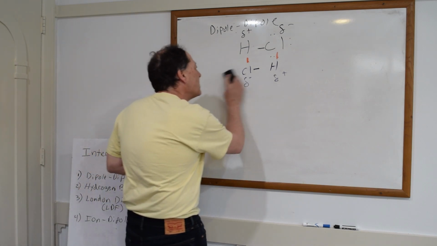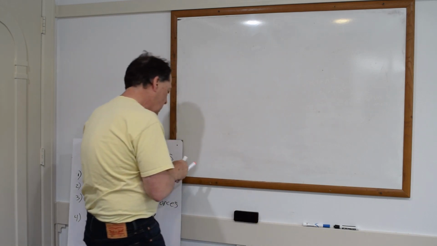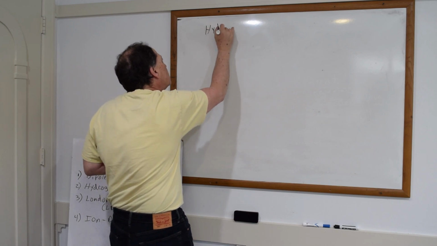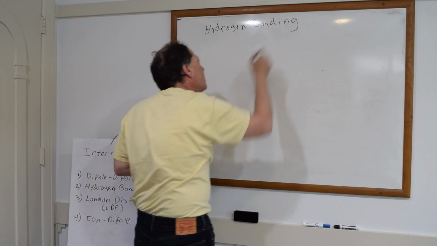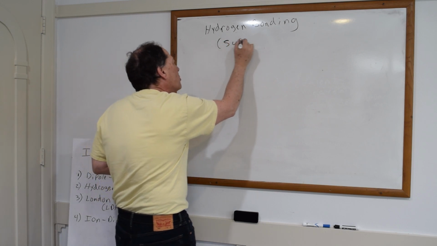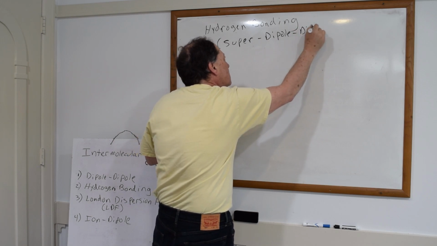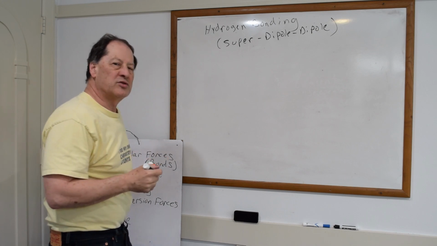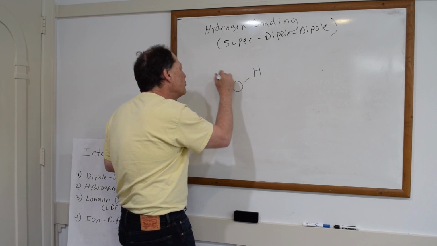Okay? Second one is going to look very much like it. And we're going to look at hydrogen bonding. Hydrogen bonding involves, I'm going to call it, super dipole. It's going to look a lot like what I just talked to you about, but they're extra strong, and we'll figure out why. So let's look at a water molecule, which we already sort of drew.